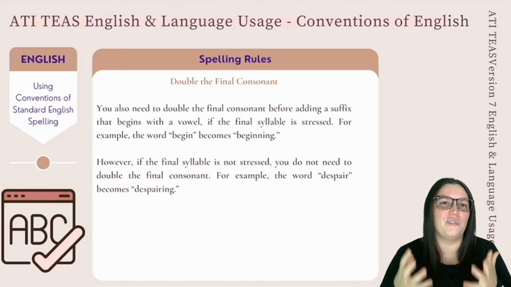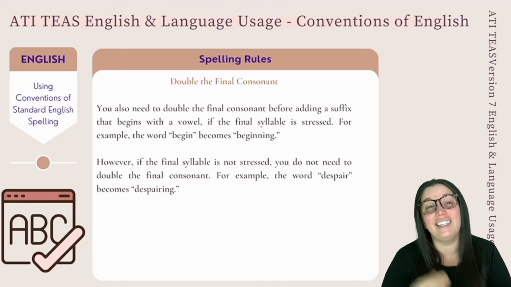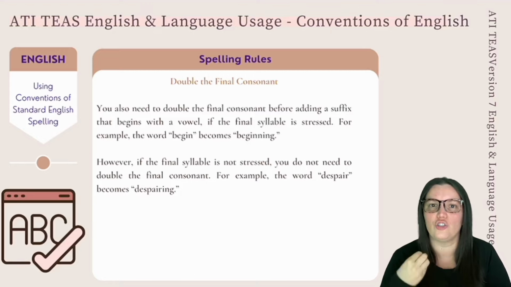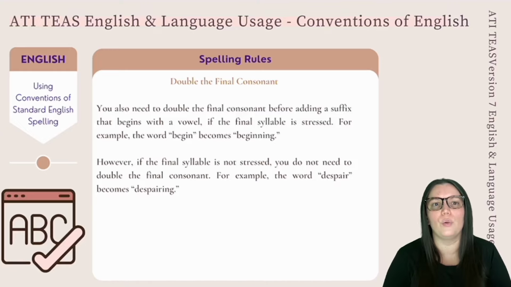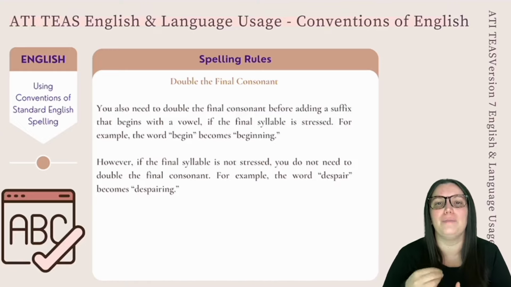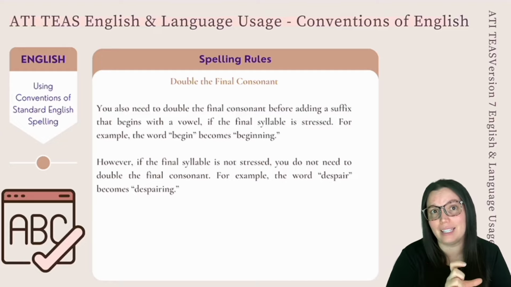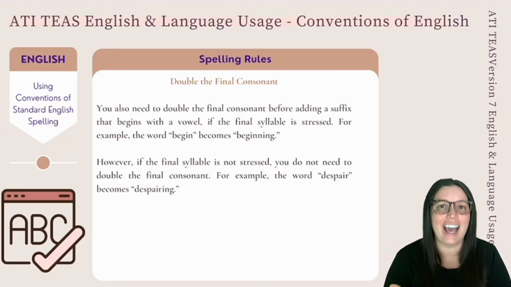So, doubling the final consonant. You need to double the final consonant before adding a suffix that begins with a vowel if that final syllable is stressed. So for example, the word begin becomes beginning. That N is stressed in between begin and that ing. So you need to add that additional consonant.